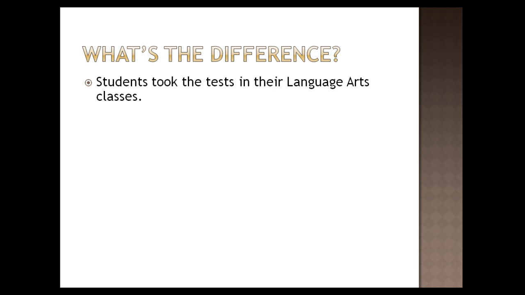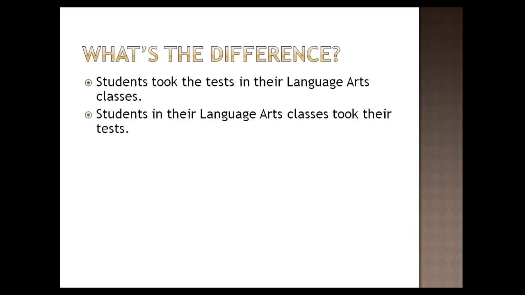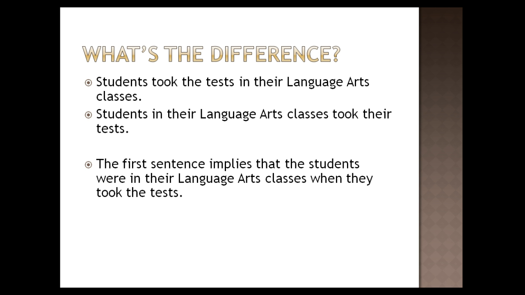In these two sentences, students took the tests in their language arts classes. Students in their language arts classes took their tests. You might look at those two sentences and first thought is that they're saying the same thing. And they're similar words, only a slight change to possessive from the first to second, but they're not communicating the same information. For example, the first sentence is implying that the students were in the language arts classes when they took the tests. The first sentence could answer the question of where did they take their tests? They took them in their language arts classes.